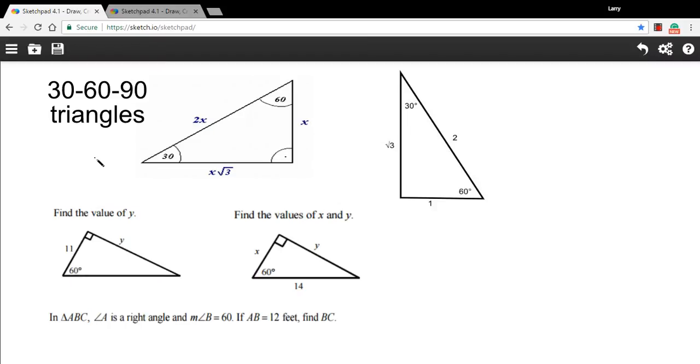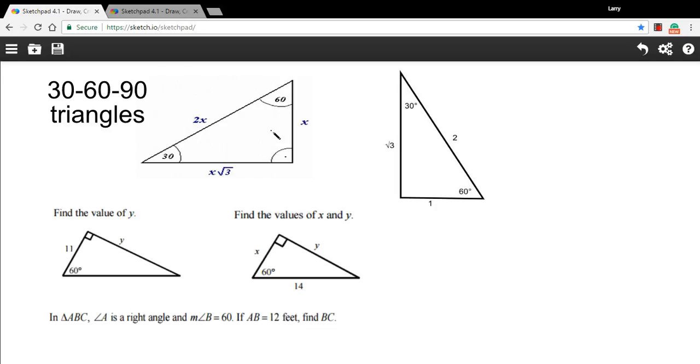Here we are talking about a special type of triangle called a 30, 60, 90 triangle. The name is pretty straightforward. It has angles of 30 degrees, 60 degrees, and 90 degrees. So this is a kind of right triangle, and it's a kind of right triangle that pops up again and again. This is actually half of an equilateral triangle.